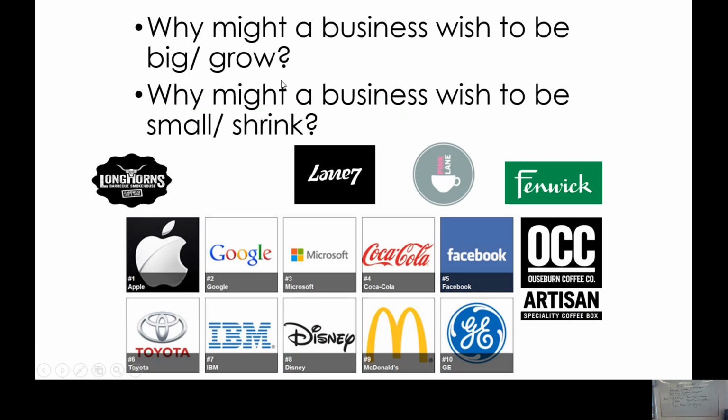Okay, another quick little thing for you to think about. Use your whiteboards, write down some ideas or write down some notes. Why might a business wish to be big? So what would make a business want to grow in size? And why might a business want to shrink or stay small?